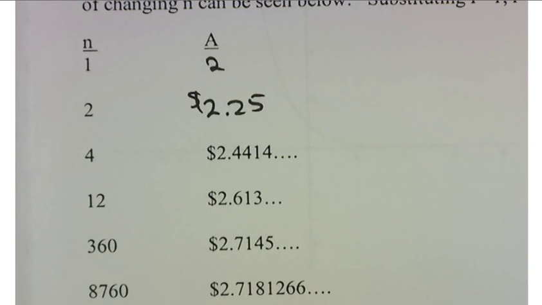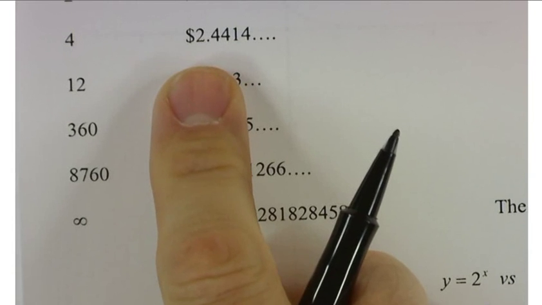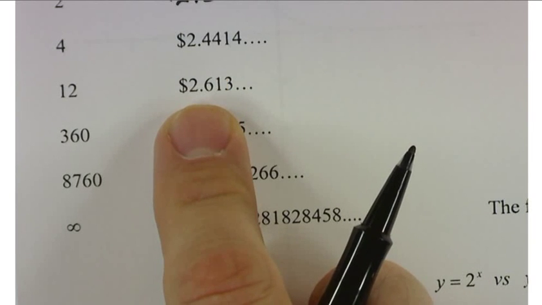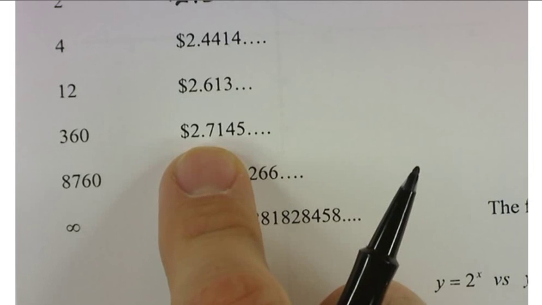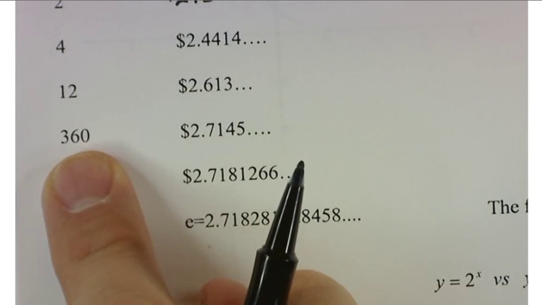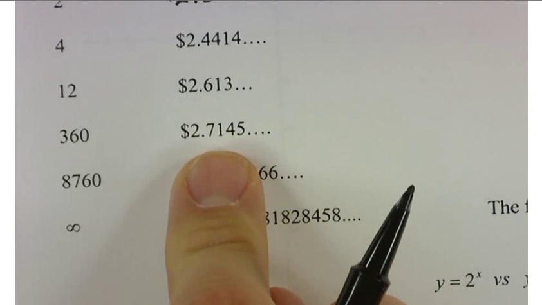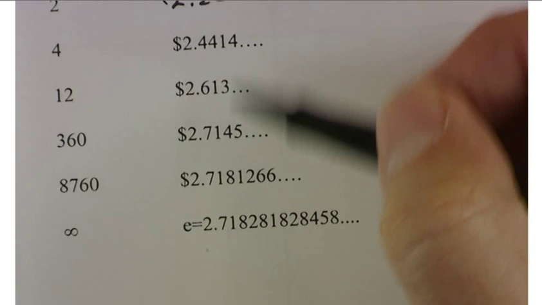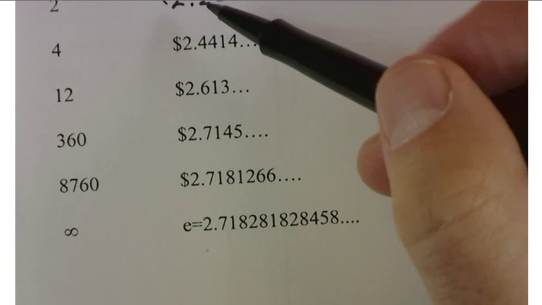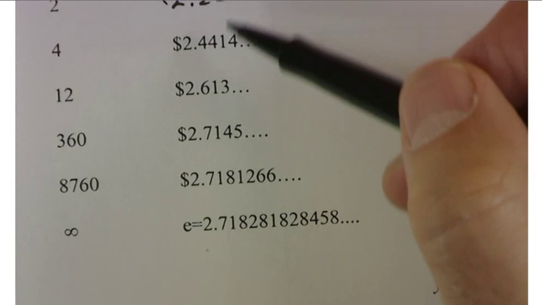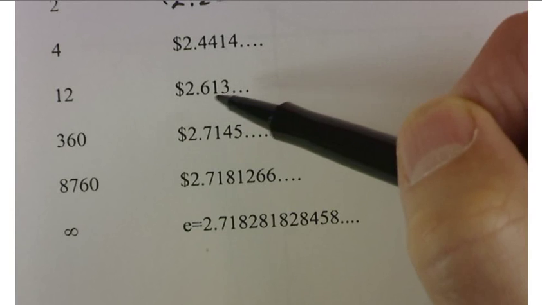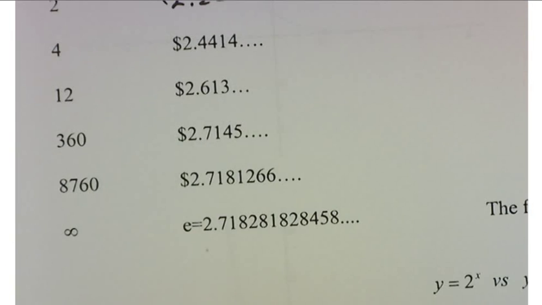So then you say, hey, I like this game. Let's play it a lot. You compound quarterly. Now you get back $2.44 roughly. Or monthly, $2.61. And then what the bank considers daily is 360, and you get $2.71 back. But you notice something. It's kind of slowing down a little bit, right? I mean, we went from twice a year to 4 times a year, we got an extra 19 cents. From 4 to 12, we got an extra 17 cents. From 12 to 360, we only got an extra dime.